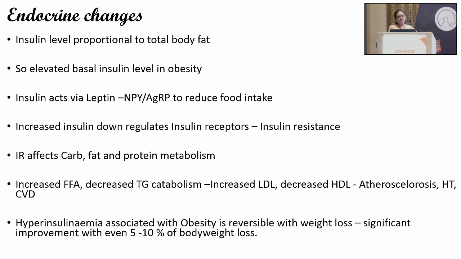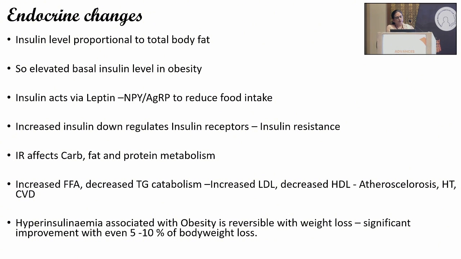Now, endocrinological changes in obesity. Insulin level is always proportional to the fat. The more fat, the more insulin. And insulin, as I already mentioned in the two loops we have shown here, acts through leptin. With increased insulin, after some time, when there is excess of insulin, it will downregulate its own receptors and there develops insulin resistance. Once insulin resistance steps in, all the metabolism, carbohydrate, fat and protein, is affected.